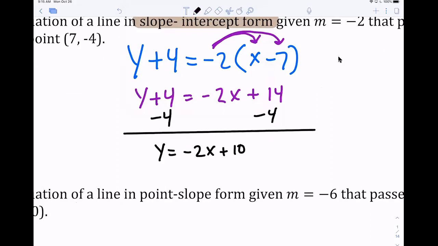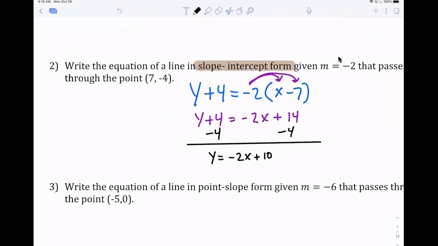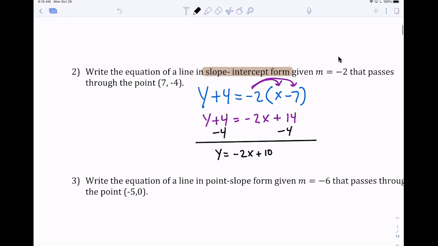Now remember, there's nothing I can do unless you tell me you're not sure about something. Anybody have any questions with number 2? All right, Gray, you're up. Number 3.